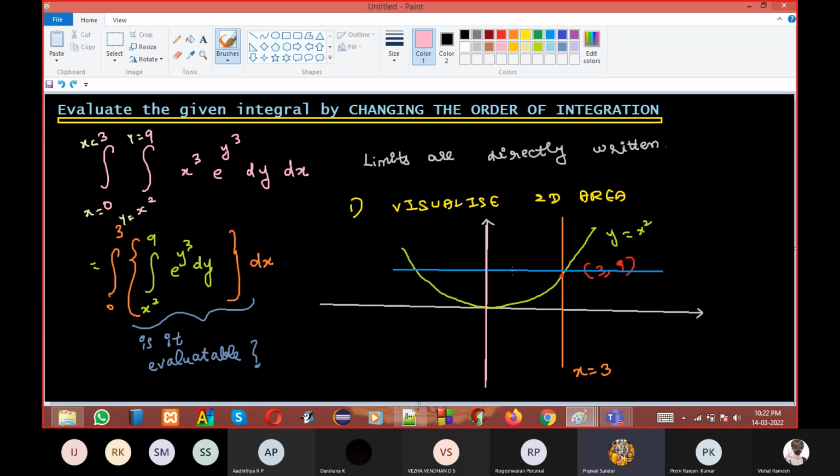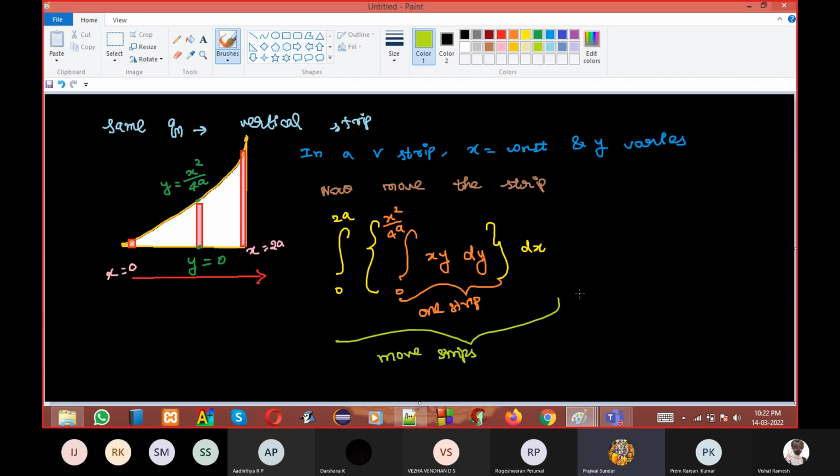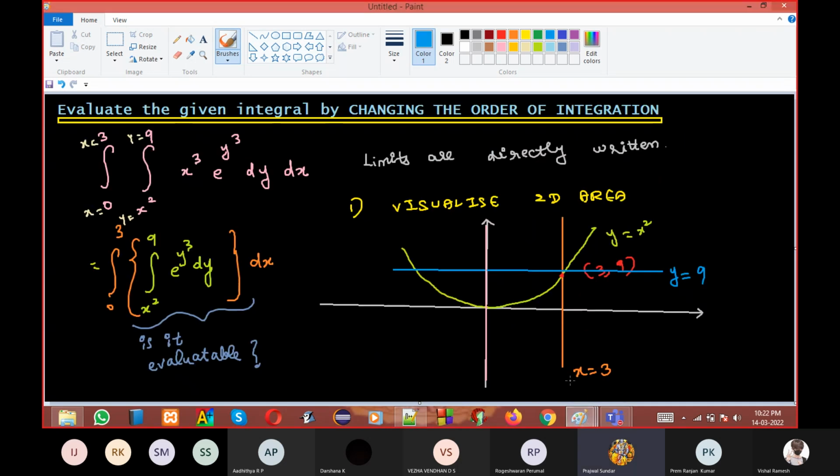Someone tell me which bounded region's area they are calculating. Here we wrote the limits by seeing the figure. Now you draw the figure by seeing the limits. The upper part, right? Because the lower limit is x squared. They are writing the upper part. Why? Now first of all, are they taking a horizontal strip or a vertical strip?